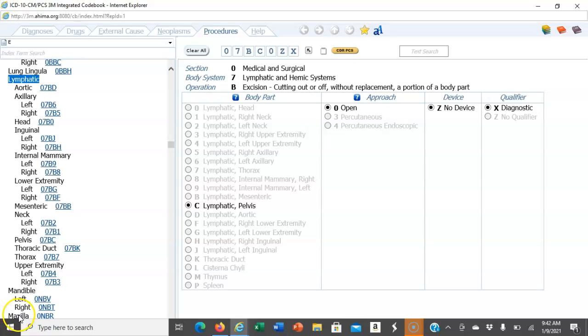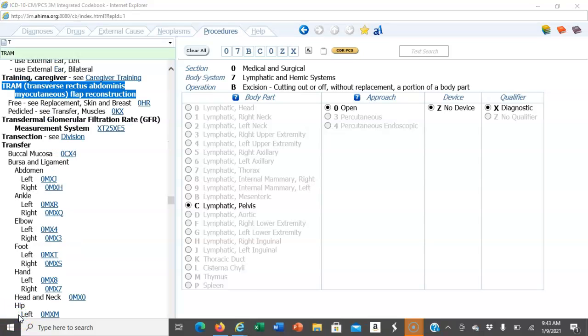On pages 528 and 529, they do discuss procedures on the breast, biopsies, which of course is an excision and it's diagnostic since it is a biopsy. They also discuss the resection of the breast with the construction of the flap, the TRAM flap. And in the index, if you put in TRAM, you will see under replacement, and you can go to table 0HR, and let's go to that table.